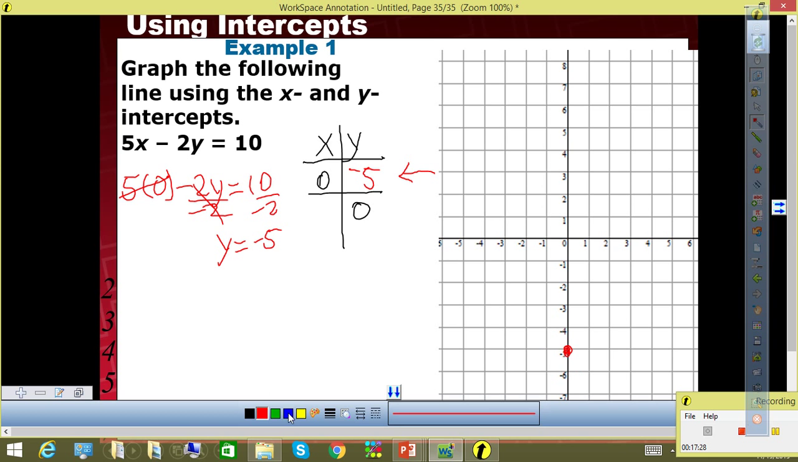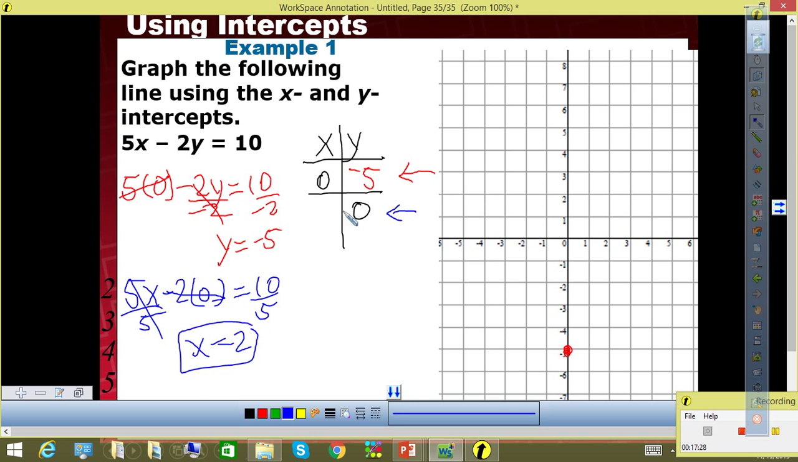Then we go to the next one. Of course, that's going to be our x-intercept. And then we have 5x minus 2 times 0 equals 10. What is negative 2 times 0? 0. Divide by 5. x equals 2. So that goes here, and that's my x-intercept, and the graph should look the same. Copy this process also, please.